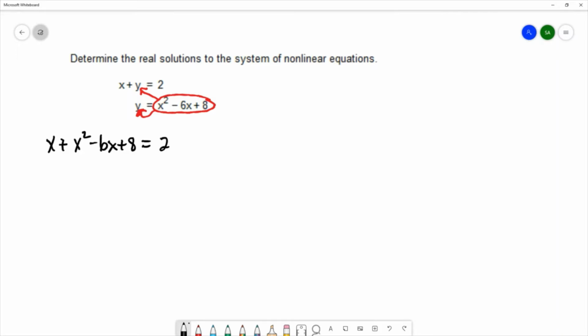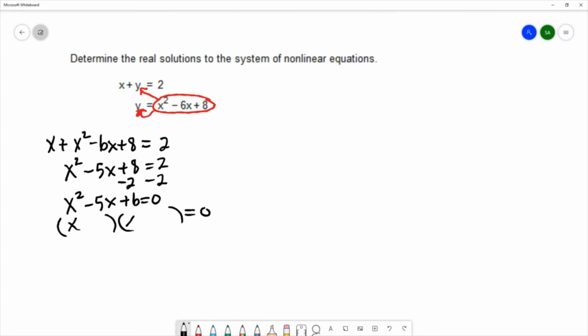I have a quadratic equation. I'll combine like terms and move all the terms to one side. I have x squared minus 5x plus 8 equals 2. I'm going to subtract 2 on both sides to get x squared minus 5x plus 6 equals 0. I can solve this quadratic with factoring.